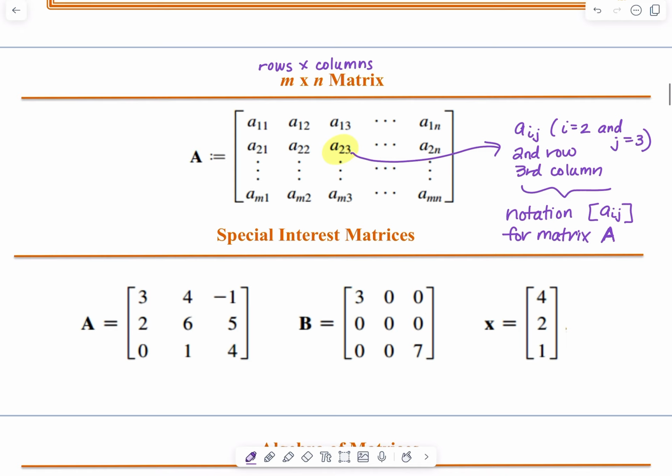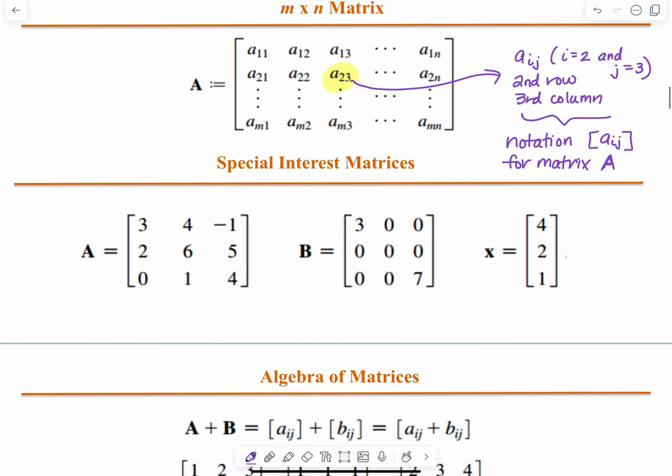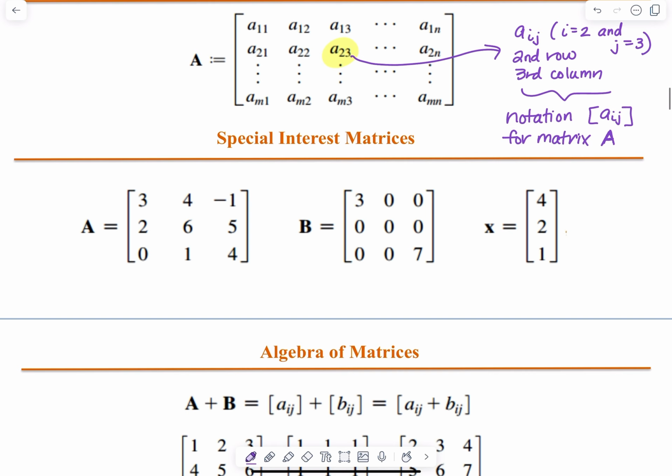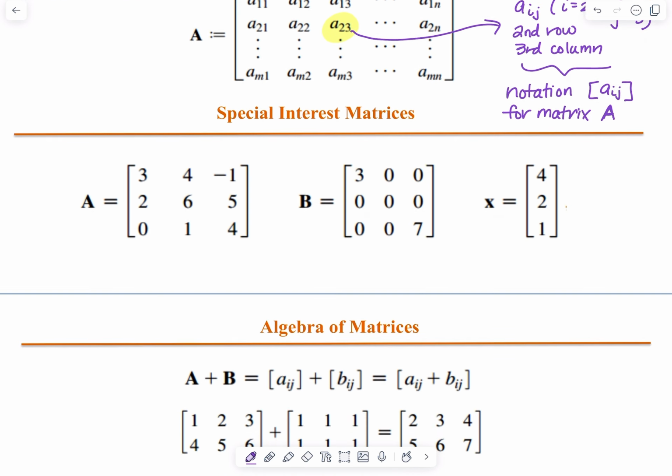Okay, we do have some special interest matrices. The first would be a square matrix, and that is when the number of rows equals the number of columns. And of course this is a 3 by 3, so of course you can see that i equals j.